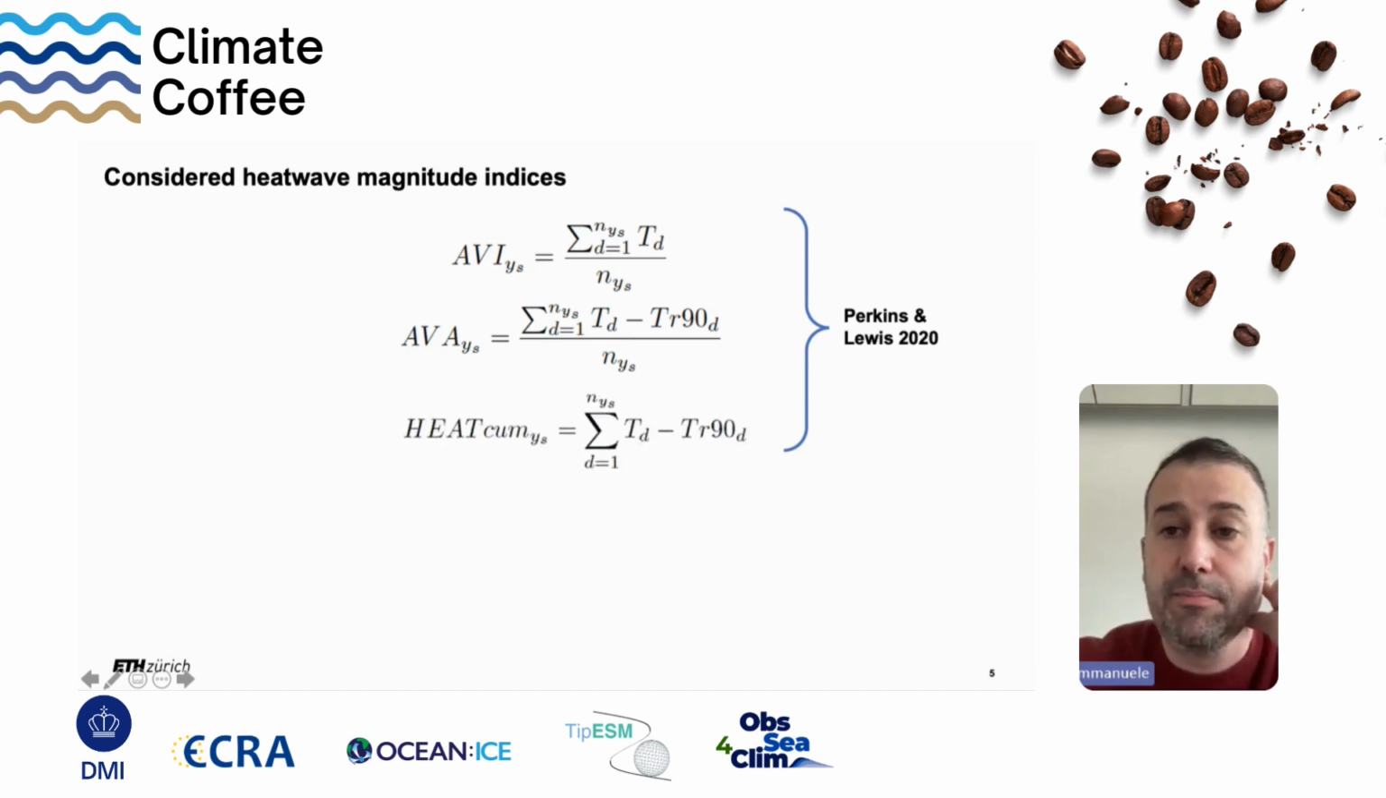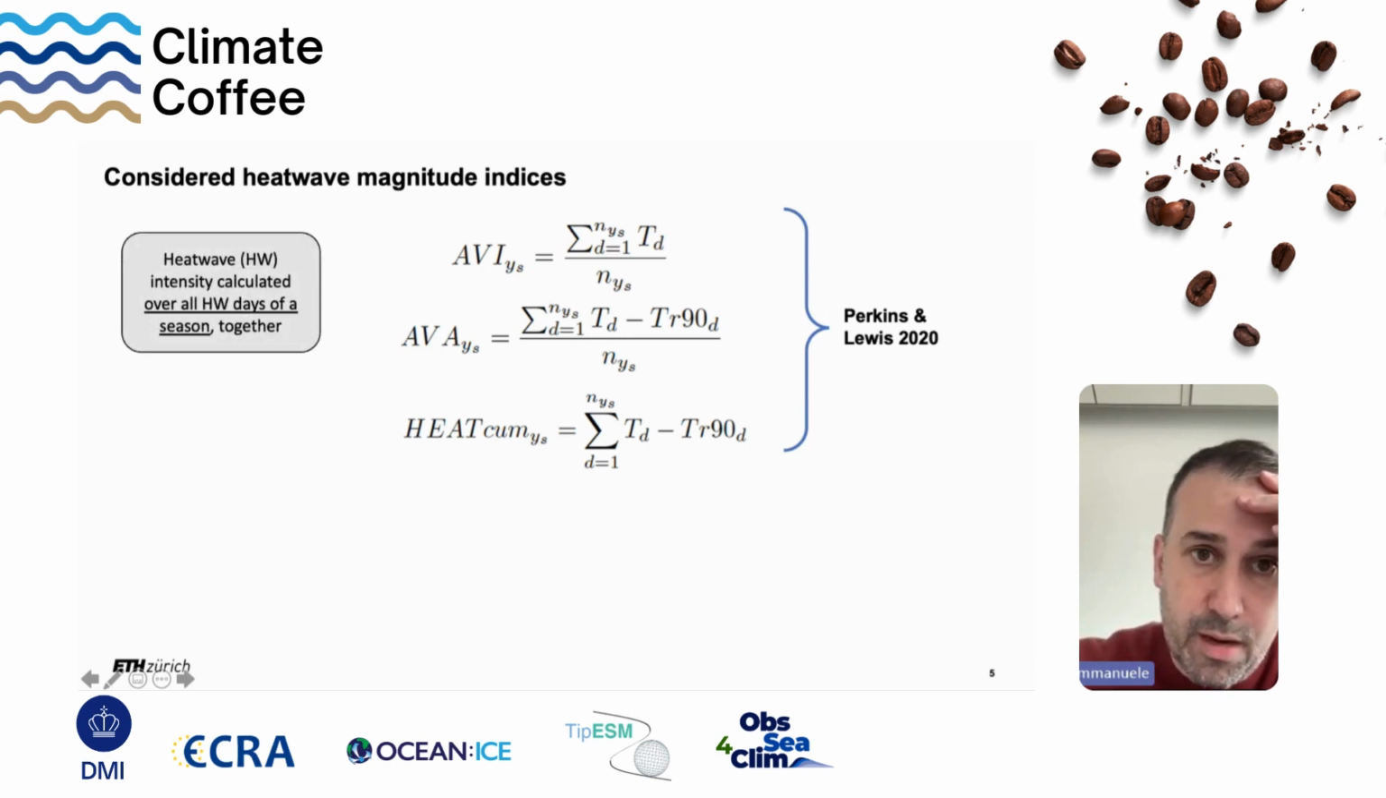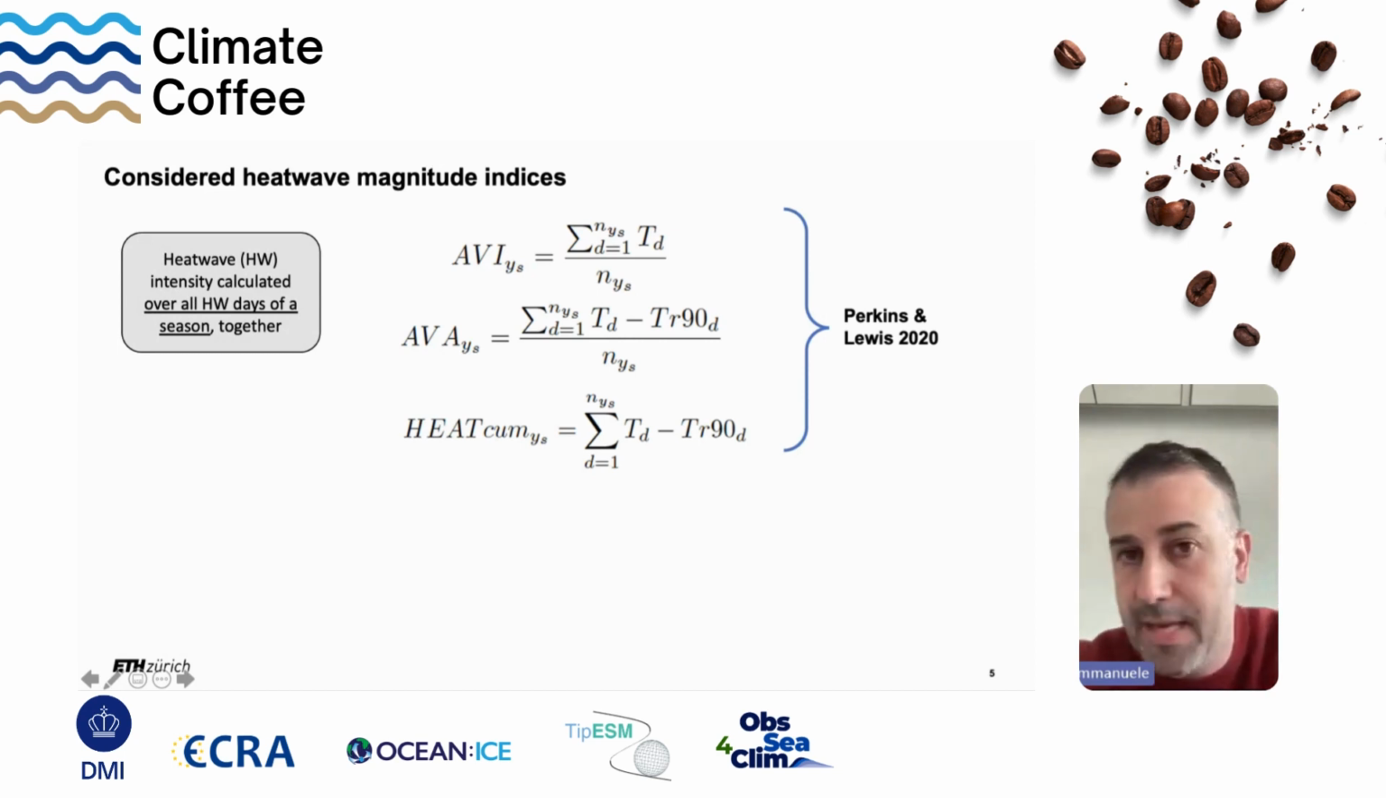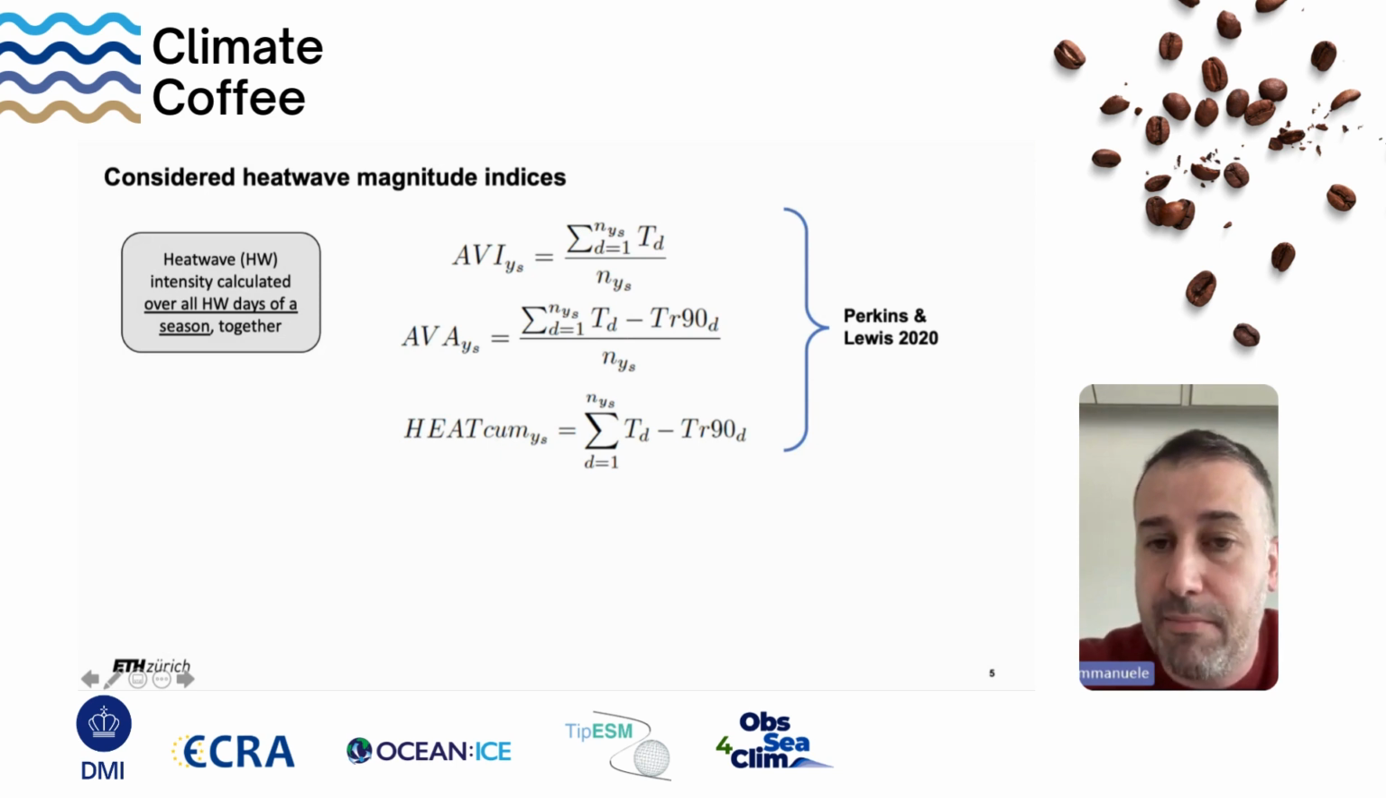And then the other metric from Perkins and Lewis is the heat count, which is simply, instead of the mean of the anomalies, the sum of the anomalies over, again, the days that are heat waves. One point that I want to highlight here: in the paper, our main results are based on all metrics that are defined by considering all the sums or the means over all heat wave days of a season together. So not single events.